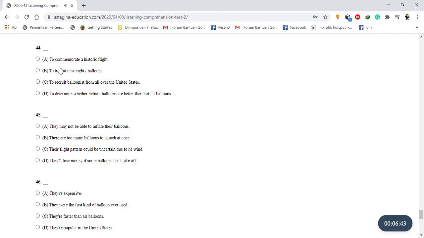Number 44. What is the purpose of the balloon launch? Number 45. What problem might today's pilots encounter? Number 46. What does the speaker imply about helium balloons?